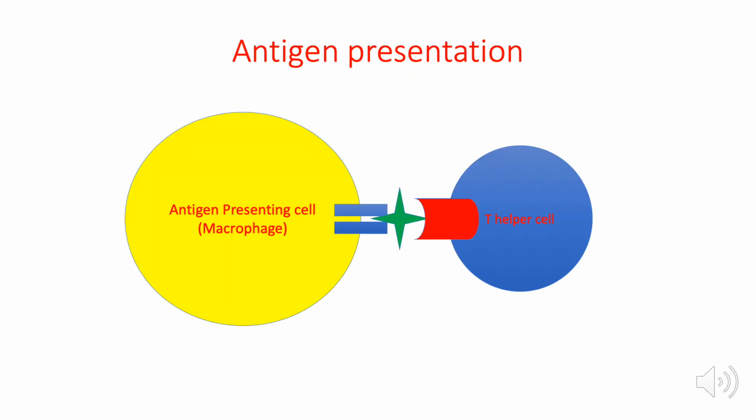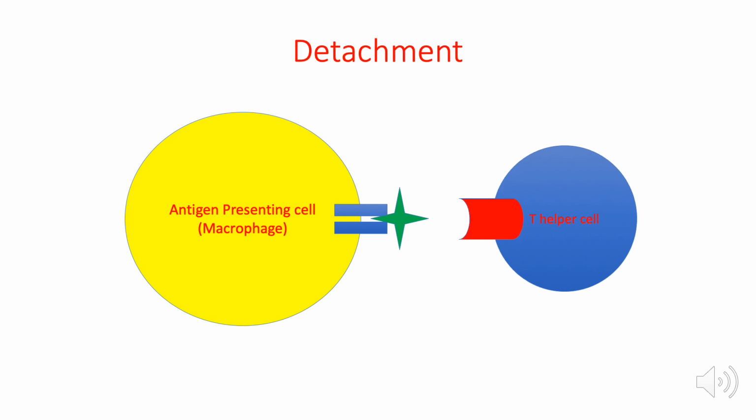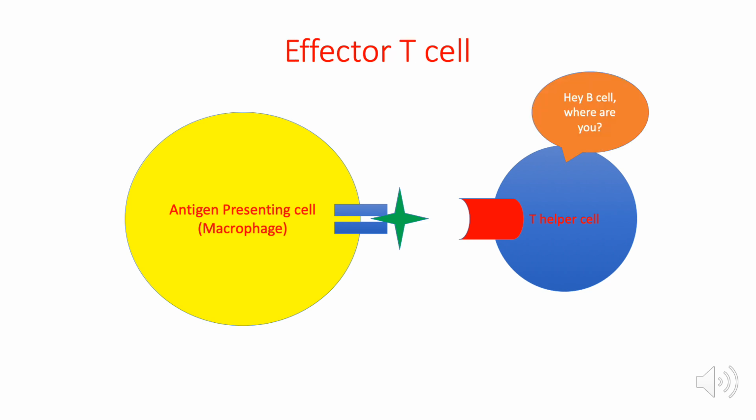What is the mechanism behind the occurrence of fever? I want you to take a look at the yellow-colored macrophage in the photo. As you can see, it has presented an antigen using class 2 to the T helper cell. Once the T cell is activated by the antigen presentation, the macrophage, or the APC, and the T helper cell will detach from each other. The activated T helper cell will then look for the B cell that is specific to the antigen presented by the antigen presenting cell, or the macrophage.